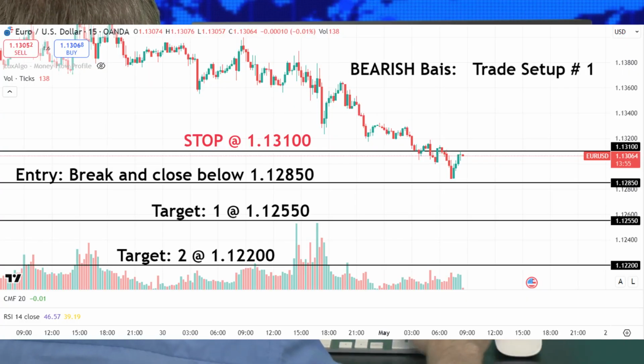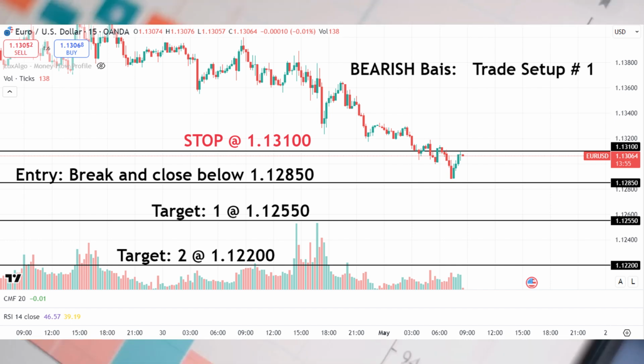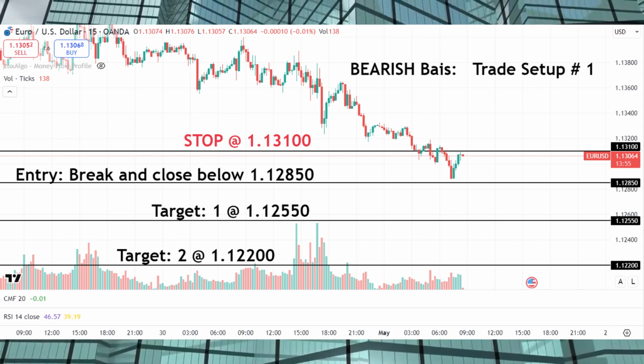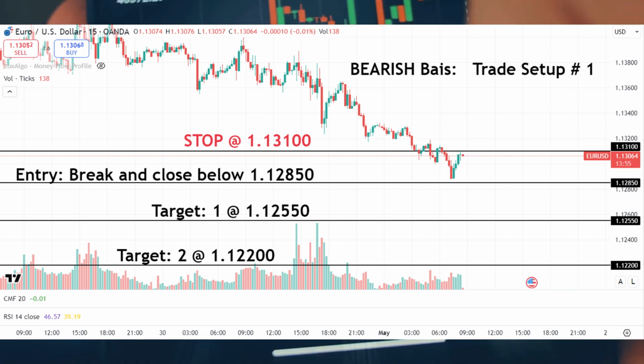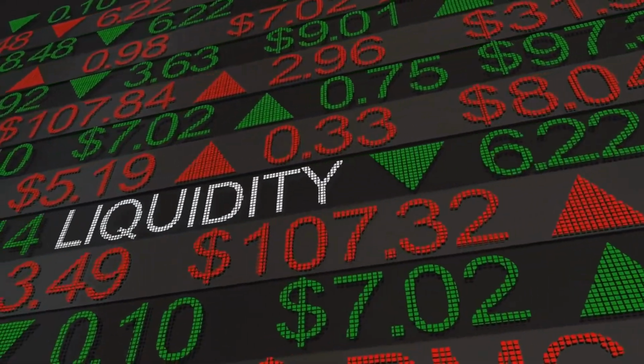Alright, so let's talk about trade setup number 1, which is selling the breakdown. The entry here is pretty straightforward. We're looking for a confirmed break and close below 1.1285. The first target is 1.1255, and the second target is 1.1220. For the stop loss, you'll want to set it above 1.1310, which is just above that nearby liquidity shelf.